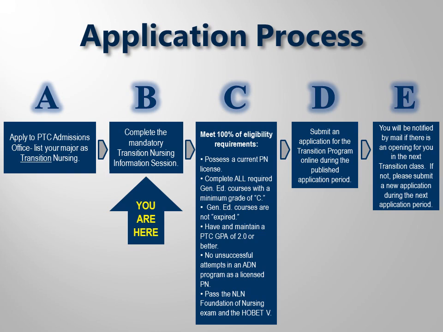This slide shows the application process. Please review it and make sure you understand and complete everything. A. Apply to the PTC admissions office. B. Complete this transition nursing information session. C. Meet all eligibility requirements for program entrance. D. Submit the transition application during the application period. And E. Wait for notification, and if accepted, follow any further directions given at that time.